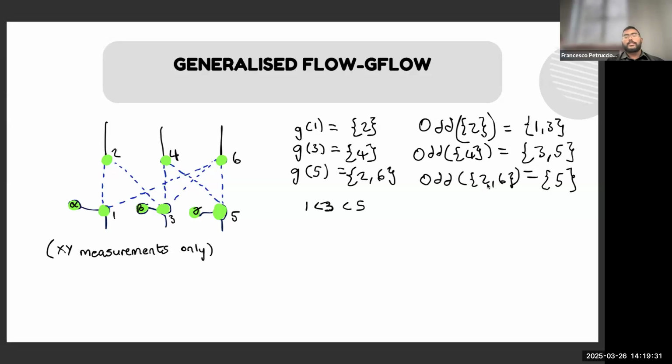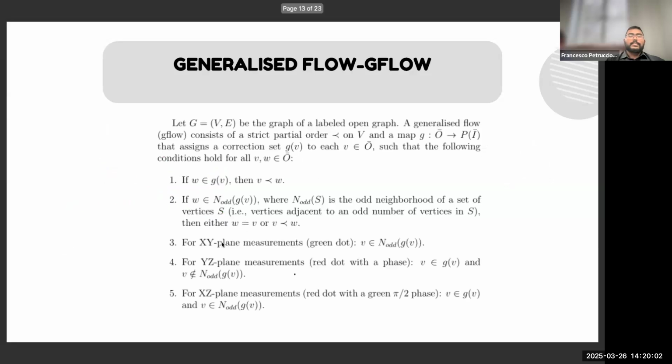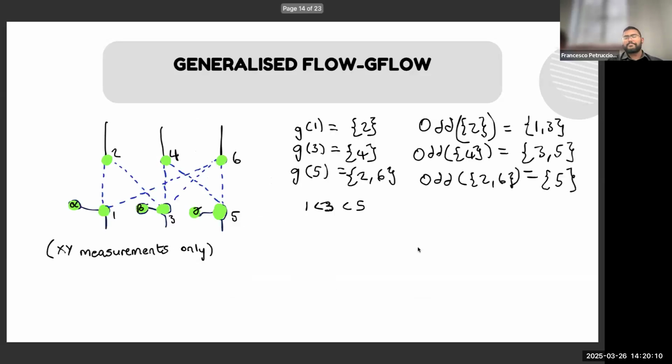And the odd neighborhood of the set containing 2 and 6, it's going to be the vertices that are connected to either 2 or 6, but not both. And this is precisely vertex 5. And now the order in which we want to do the measurements, so here we just want to go from left to right. So 1 is less than 3 is less than 5. This does ensure that the graph has G flow, because we see that all the conditions are satisfied. In this case, we have only XY plane measurements, only the green spiders. So in each case, we want V to be in the odd neighborhood of G of V.